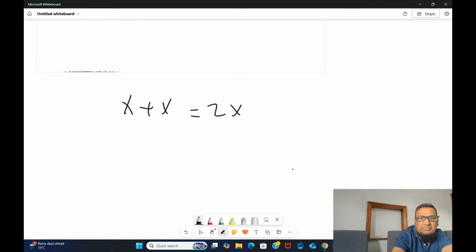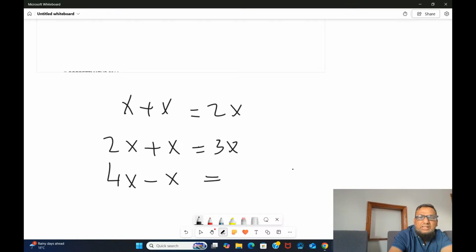The same if I say 2x plus x, your answer is 3x. Same if I say 4x minus x. Very simple, very easy. So we have 4x, and x means 1x, so 4x take away 1x, the answer will be 3x. So you're familiar with how to collect like terms.